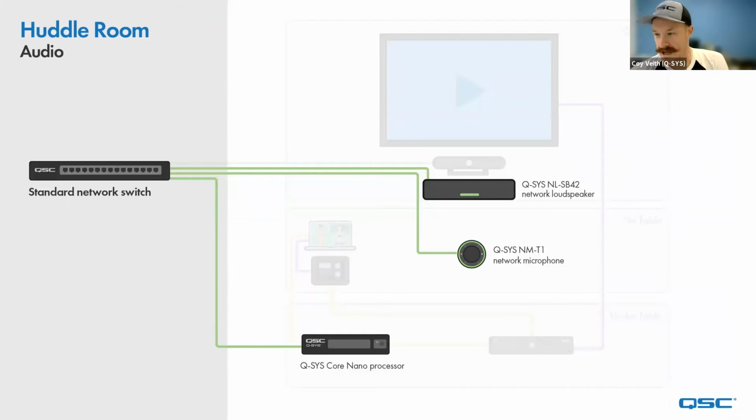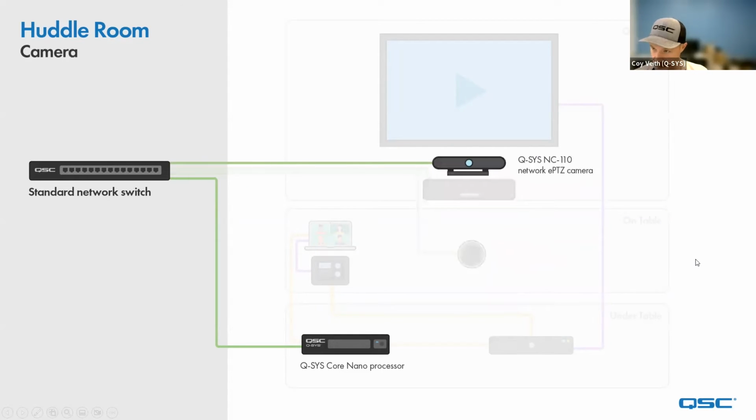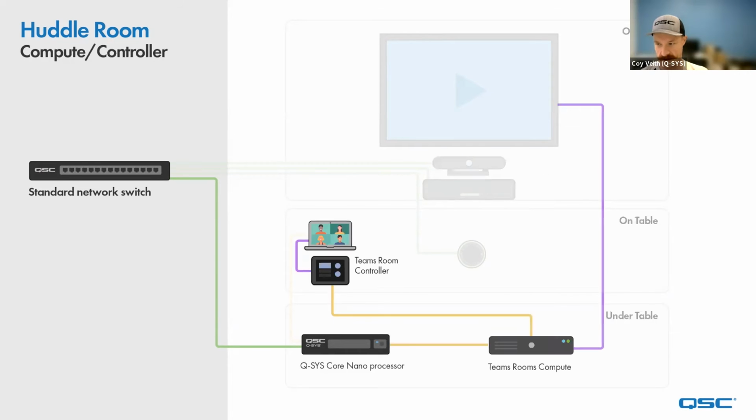Here's a huddle room application where we're showing our Core Nano processor driving this room. We're showing our NL-SB42, which is our network loudspeaker soundbar. And this one shows our NMT1 microphone, which I love. And we can see it showing our NC110, which is our wide view camera. Great for huddle rooms, great for those wide shot rooms where the PTZ and the NC series just don't give you the wide enough field of view. It's all network powered, just like our other ones there.